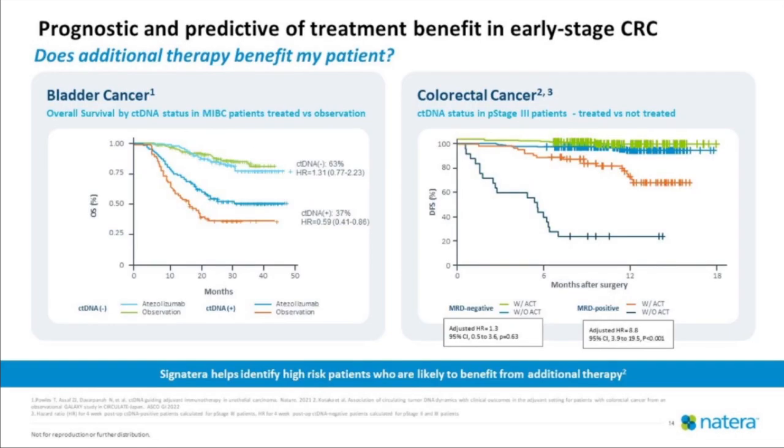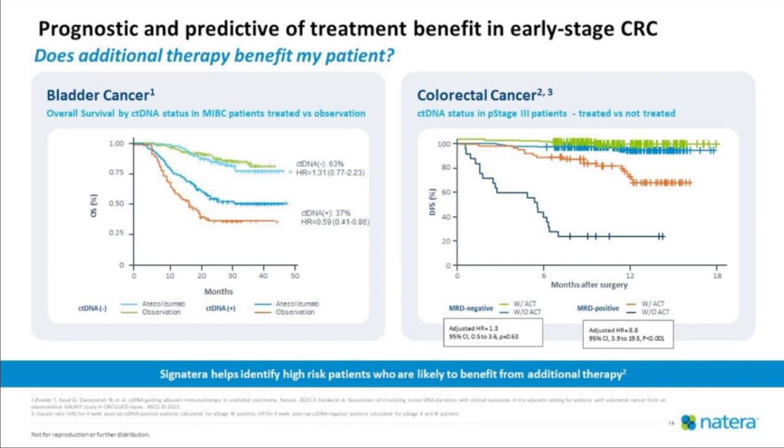Going a little bit further is the ability of this particular platform, both in bladder cancer and in colorectal cancer, looking at overall survival based upon circulating tumor DNA status in patients, both in muscle-invasive bladder cancer on your left panel here and in stage 3 colorectal cancer on your right. As you can see here, the differences in ctDNA negative and positive, and the ability to improve overall survival over time. It helps identify these high-risk patients, obviously, who would likely benefit from additional therapy.